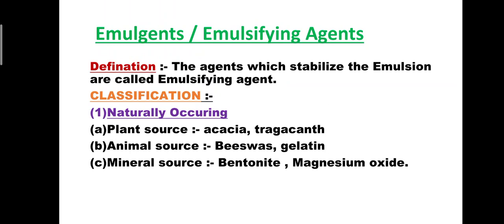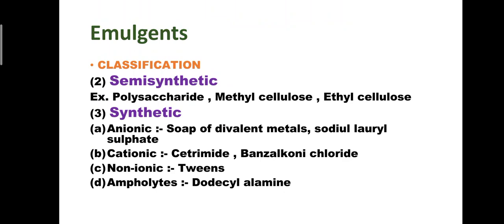First, naturally occurring. There are three subclasses. First, plant source, for example acacia, tragacanth. Second, animal source, that means beeswax, gelatin. Third, mineral source, that means bentonite, magnesium oxide, etc. Second, semi-synthetic, that means prepared in a laboratory. Example, polysaccharides, methyl cellulose, and ethyl cellulose. Third, synthetic, anionic. Example, soap of divalent metals, sodium lauryl sulfate.